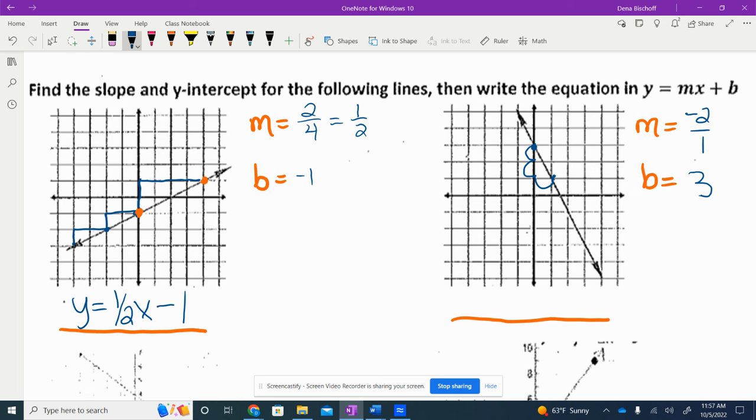Okay, so that's awesome. Thank you. Let's pick apart Antoine's equation. He wrote y equals -2/1 plus 3. He's missing the x. Yeah, let's just write -2 instead of -2/1. So we're going to write the equation y equals -2x plus 3.